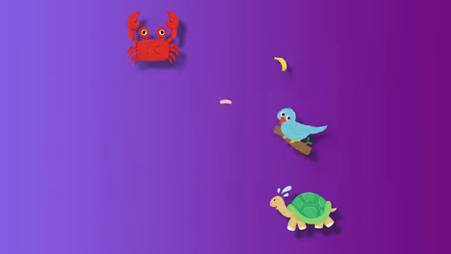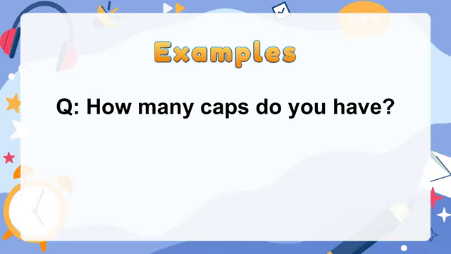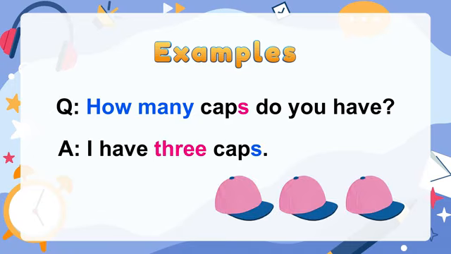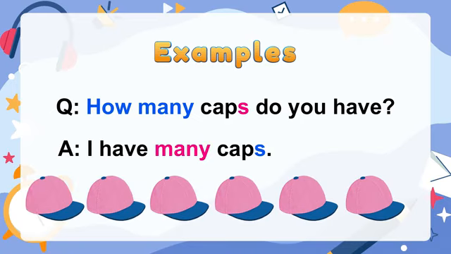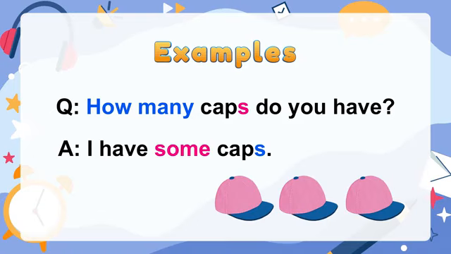Examples. Let's look at some examples. How many caps do you have? Caps is countable, so we say how many. Here are some possible answers. I have 3 caps. I have many caps. I have a lot of caps. I have some caps. I have a few caps.